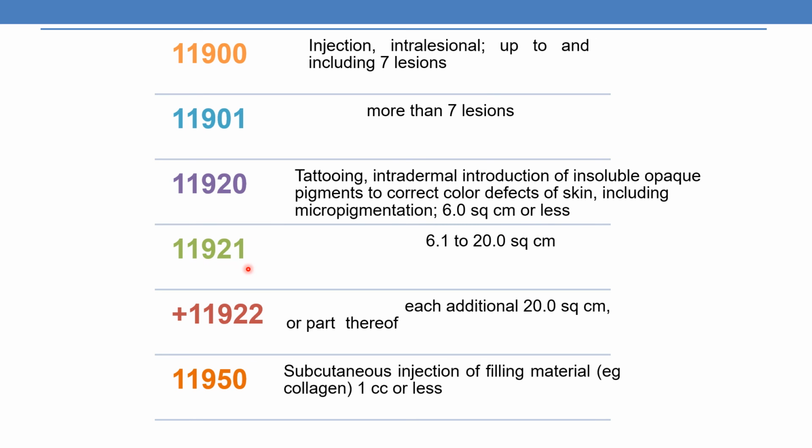The next is 11921, tattooing, intradermal introduction. Area is 0.6 to 20 square centimeters. The next is add-on code plus 11922 for each additional 20 square centimeters or part thereof. The next is 11950, subcutaneous injection of filling material, for example, collagen, 1 cc or less.